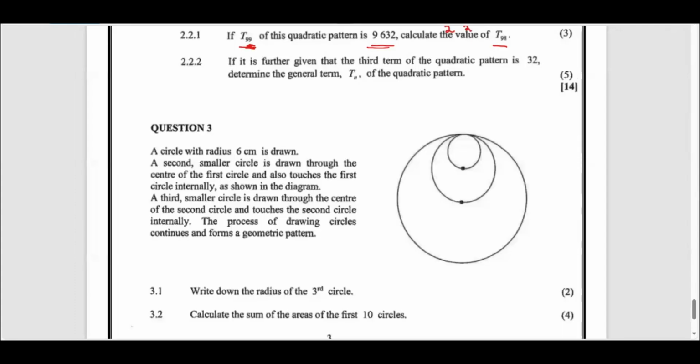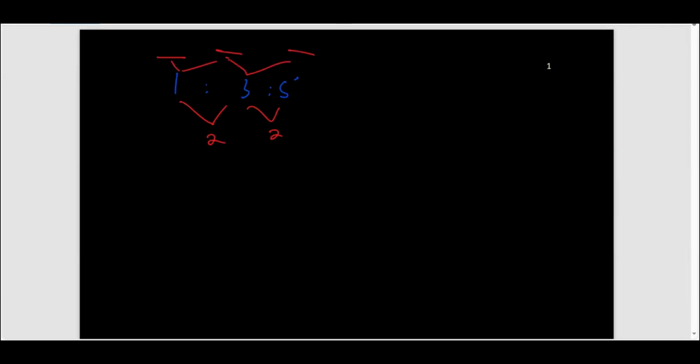Okay, third term is a 32. So if this is a 32, then 32 minus 5 is going to be 27. Does this make sense though?